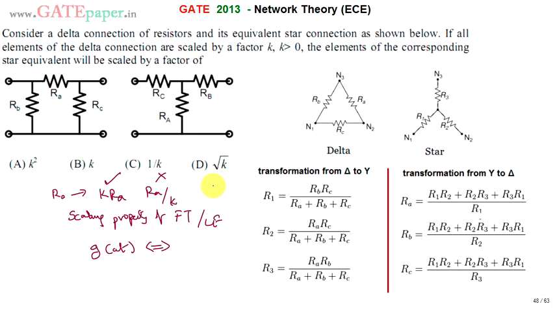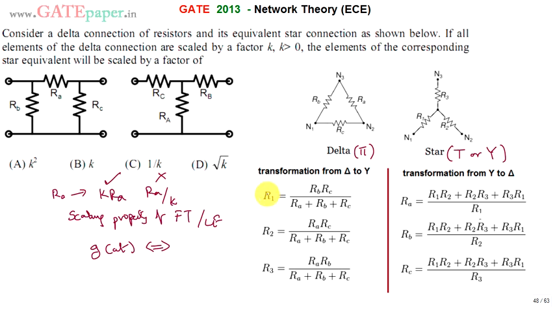This is the delta network. It is also called a pi network, because it looks like a pi. Both are the same. And this is the T network, or star network. It is called a T network or Y network, whereas the other is called a pi network or delta network. Now these are the relations between star to delta and delta to star.